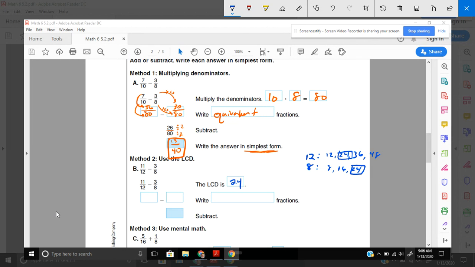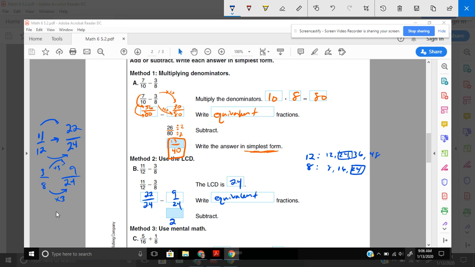Okay, so write equivalent fractions. So I need to get 11/12 into 24ths. So I had to multiply by 2 on top, gives me 22 24ths. And on the second fraction, I have 3/8, and I need to get that into 24ths. So I have times by 3 there. Multiplying by 3 on top gives me 9 24ths.